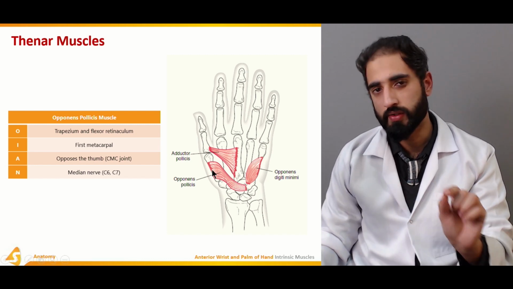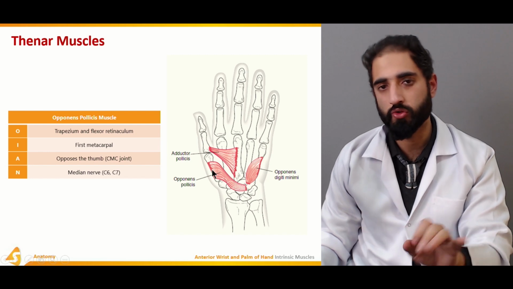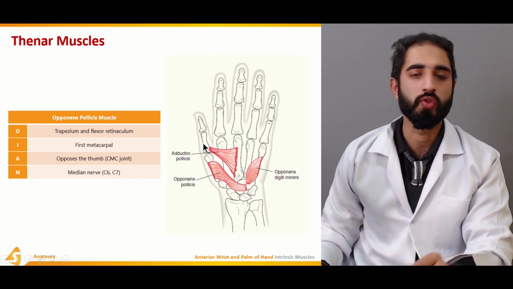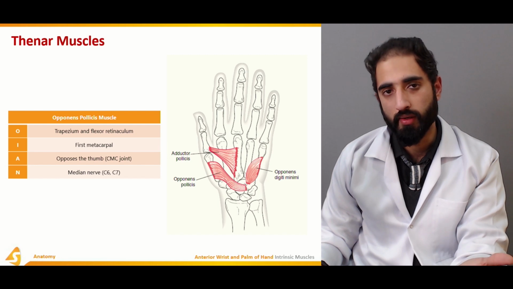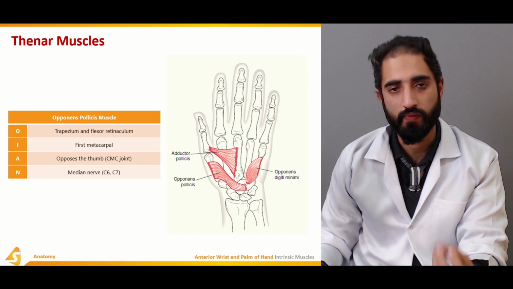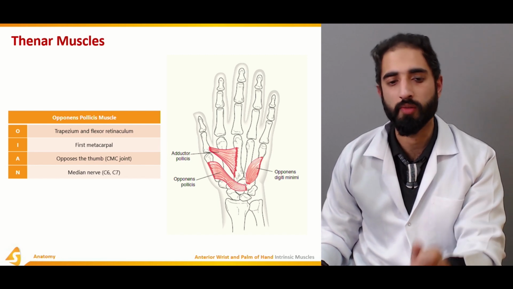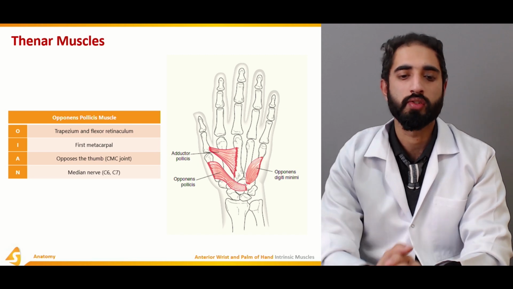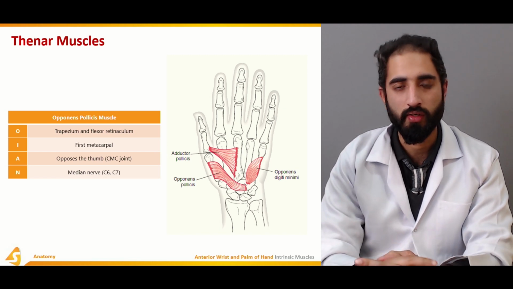So there is a difference in insertion here, because the previous two muscles were inserting into the proximal phalanx of the thumb, but this one is not reaching the proximal phalanx, and is actually inserting in the first metacarpal.